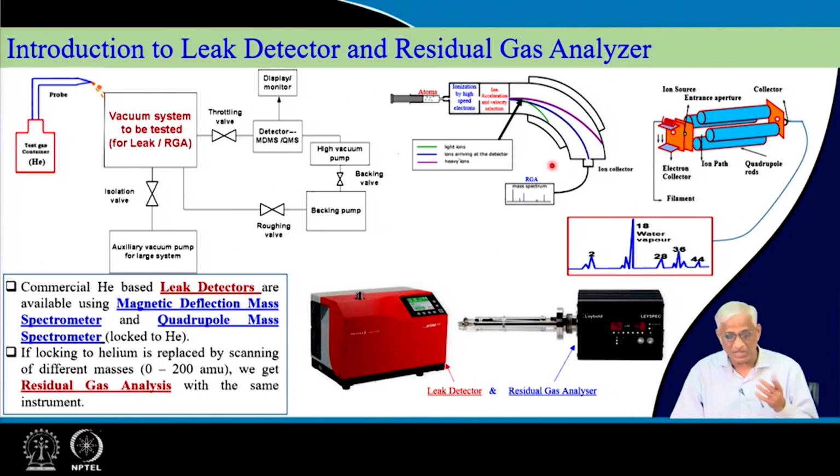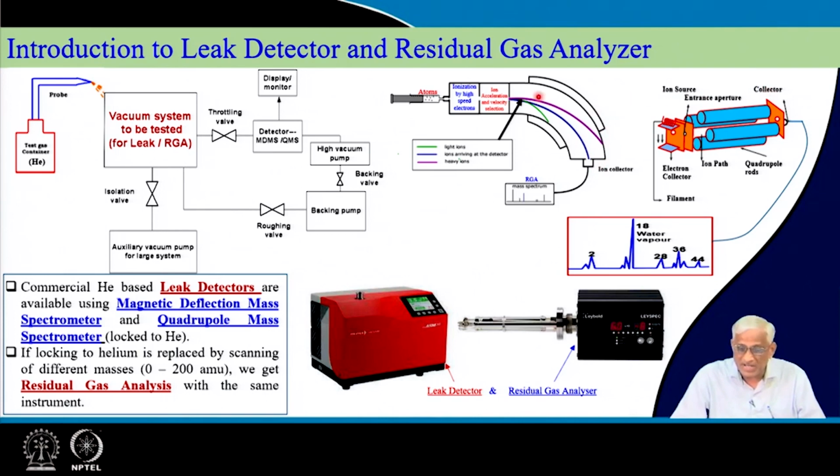Okay. So, the same thing can be used to get an RGA spectrum, or if you lock it to helium, you will get leak detection because all other gas molecules will not be coming through this and cannot be collected by this ion collector. This is one instrument called a magnetic deflection mass spectrometer.